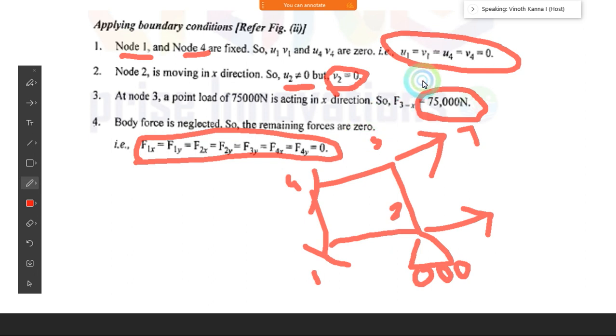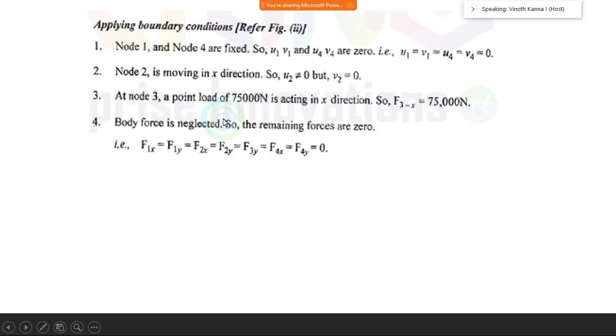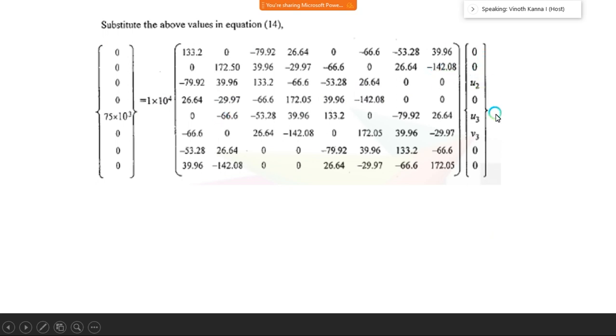So now what do you do? You need to apply the boundary condition in the last answer. So here just apply it to every entry. U1 is 0, U2 we have some value we don't know. Then V2 value 0, U3 and V3 are not 0 because there is no fixed end. U4 and V4 are also fixed with 0. For force, only F3x, F3y, only 75 times 10 power 3 you put.